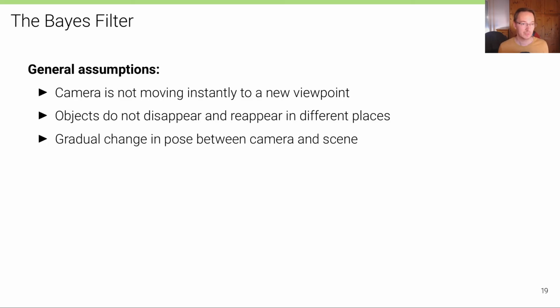Before defining the Bayes filter formally, let's first look at the assumptions that we're making here. It's always important to think about the assumptions that we're making for certain models that we're looking at. So general assumptions are that the camera is not moving instantly to a new viewpoint. It doesn't jump. We're having some smoothness. And that the objects don't disappear and reappear in different places in the scene. And that there's a gradual change in the pose between the camera and the scene. What this means is effectively that things happen smoothly. Things move smoothly. And that's why we can exploit the motion models, for example.